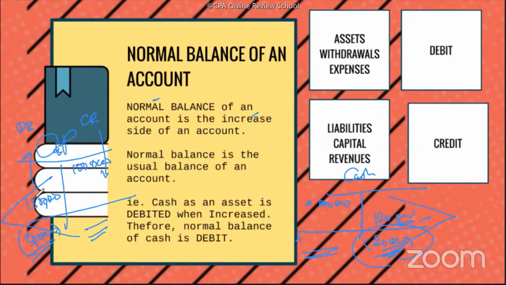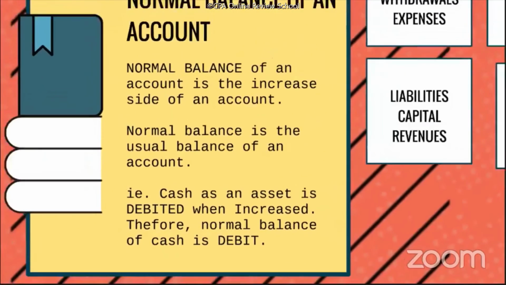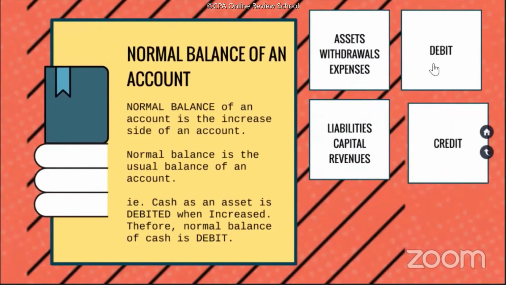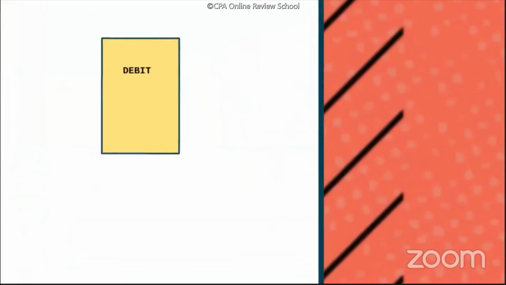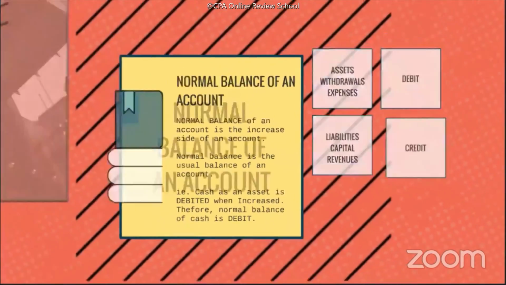So, same analysis applies to all accounts, to assets, to withdrawals, expenses, liabilities, capital, revenues. The same analysis, guys. Okay? So that is very important. Next. So assets, withdrawal, expenses, debit ang kanyang normal balance, liabilities, capital, revenues, credit ang kanyang normal balance. Okay? So debit yan, si assets, si credit naman, si liabilities. Ayun. So, you have to make ensure na ano ba ang balances niya, ang normal balance. That is very important, guys.